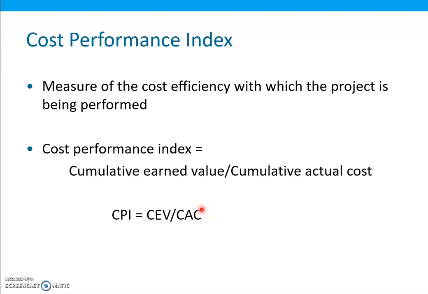So there are two indexes. One is the cost performance index. The cost performance index is a measure of the cost efficiency with which the project is being performed. The formula for determining the cost performance index is cumulative earned value divided by the cumulative actual cost. So CPI is equal to cumulative earned value divided by the cumulative actual cost.